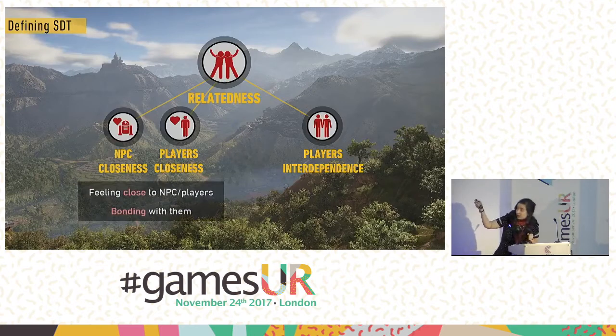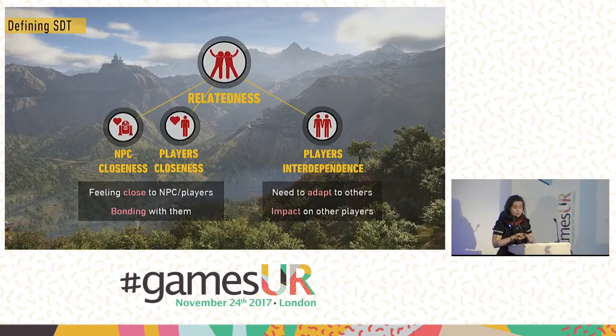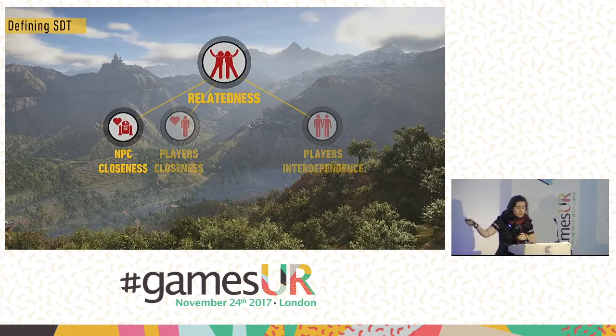So closeness is more about feeling close to NPCs or players, and having the ability to bond with them, while players' interdependence is more about the need to adapt to other players' actions, and feeling the impact my actions could have on other players. We split closeness because if we had a game that was not a multiplayer game, we could just remove players' interdependence and players' closeness from this component and mainly focus on the NPC closeness.